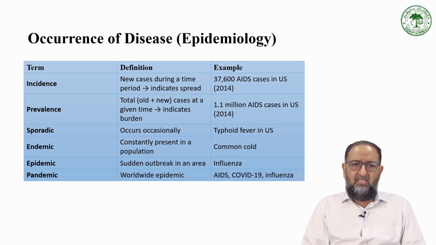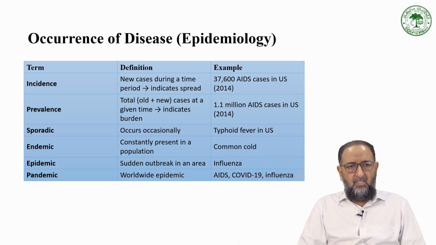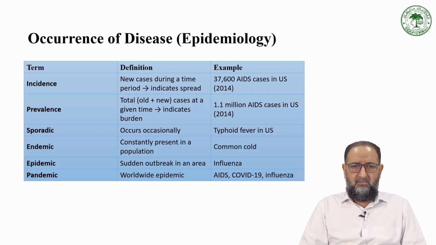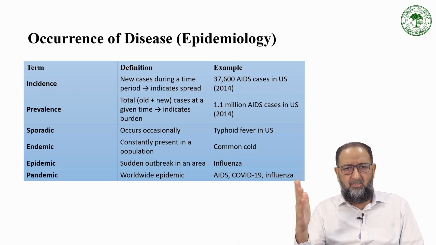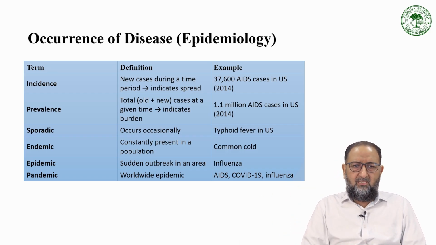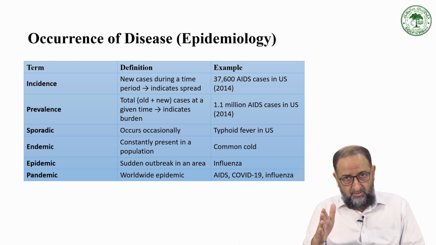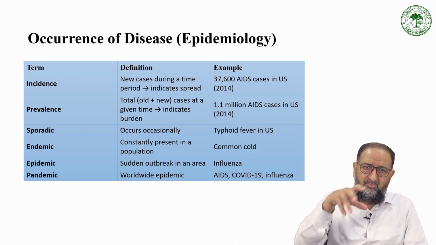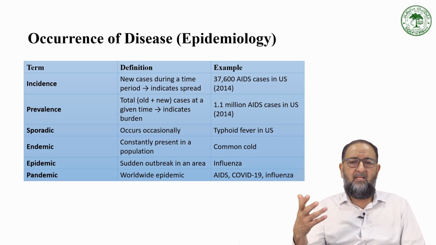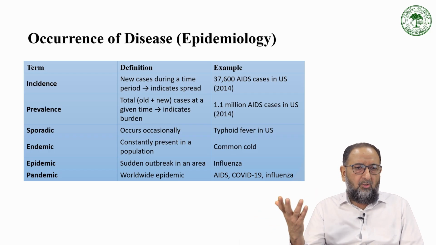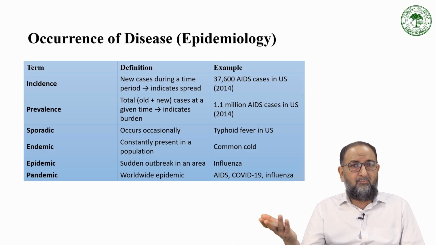Sporadic, endemic, epidemic, pandemic. These are four words which are very closely related but with differences. Sporadic means occurring occasionally. Sometimes it occurs, for example typhoid fever in the US. Sometimes it occurs, and then again it has gone. Endemic means a pathogen is constantly and continuously present in a particular, confined, localized population, and the population is known for having that disease. For example, the common cold is endemic. Malaria is endemic in certain African countries. Cholera is endemic in Bangladesh and the Indian subcontinent.